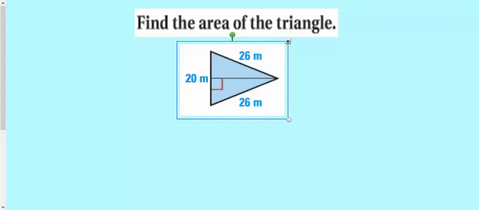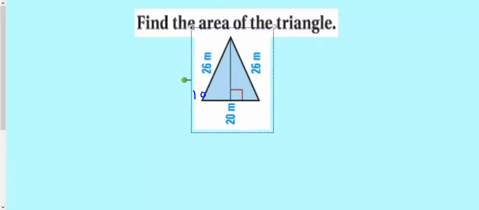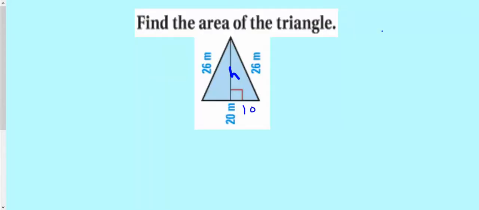Find the area of this triangle. A lot of problems involve using the Pythagorean theorem without deliberately telling you to use the Pythagorean theorem. Like for this one here, what I'd actually do is rotate this like that. It's a little bit easier that way. And that's 10. And I need the height of my triangle, so I'm going to call that h there. And I have 10 squared plus h squared equals 26 squared.